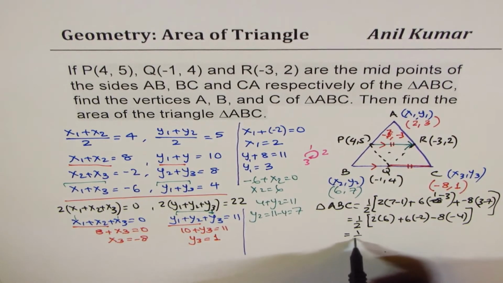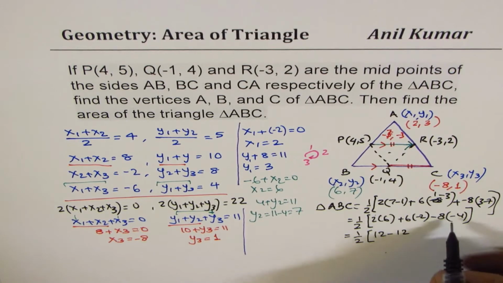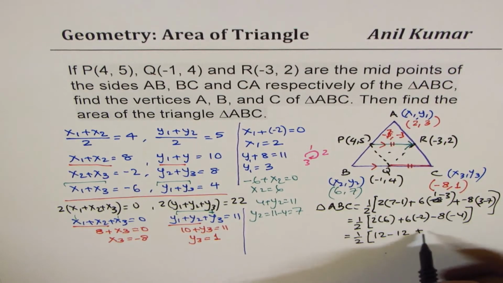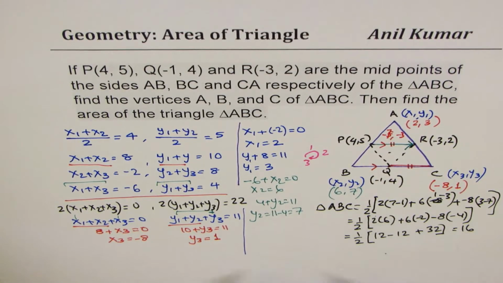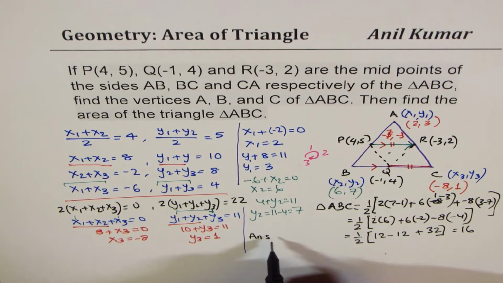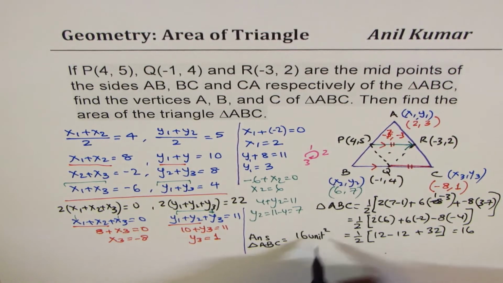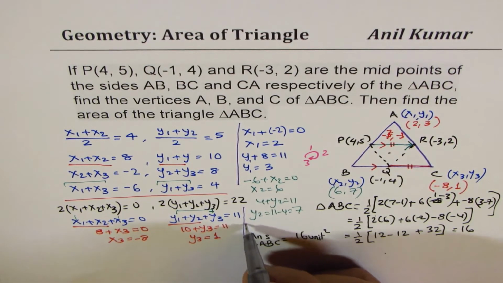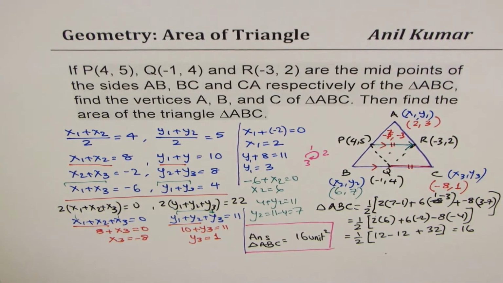So that's what you get. So it is half of 12 minus 12, that becomes 0, good for us, and 8 times 4 is 32. Okay, so half of 32 is 16. So that's what you get, and our answer is that area of triangle ABC is equal to 16 units square. Is it okay? However, there could be mistakes in calculations, so you do your own calculations.